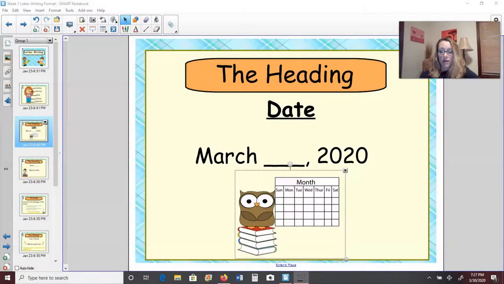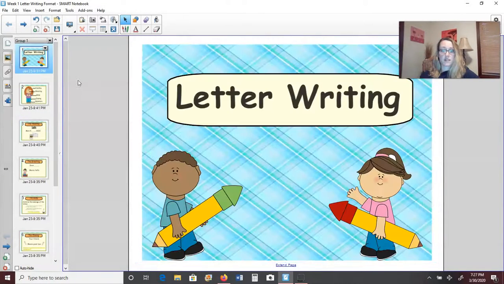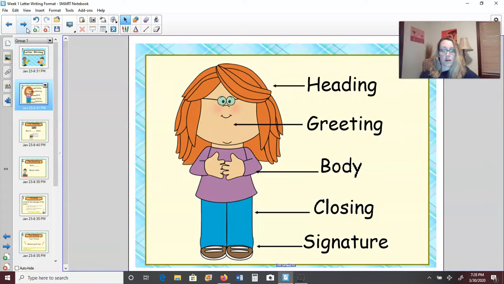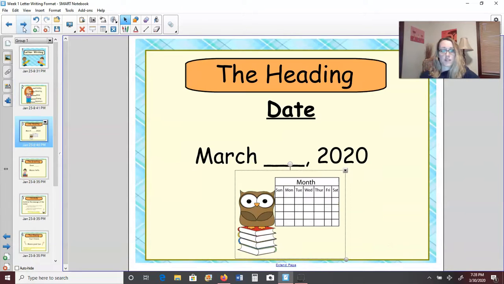All right, so we have seen this slide before going over the parts of a letter. There are 5 parts of a letter to remember. We've got the heading, greeting, body, closing, and signature. So the first part, the heading, refers to the date. So today's date was March 30th, 2020. Tomorrow will be March 31st, 2020. And then Wednesday starts the 1st of April.